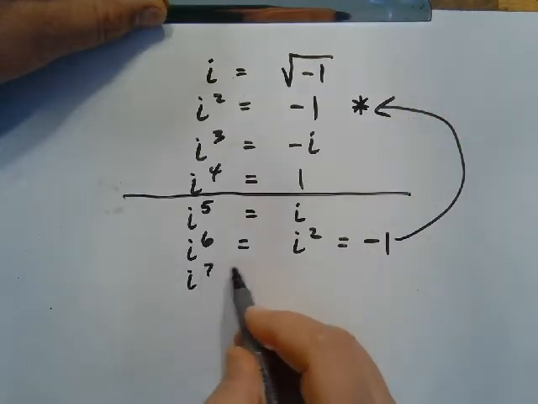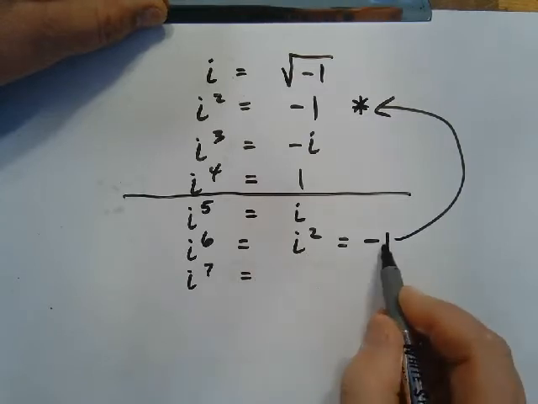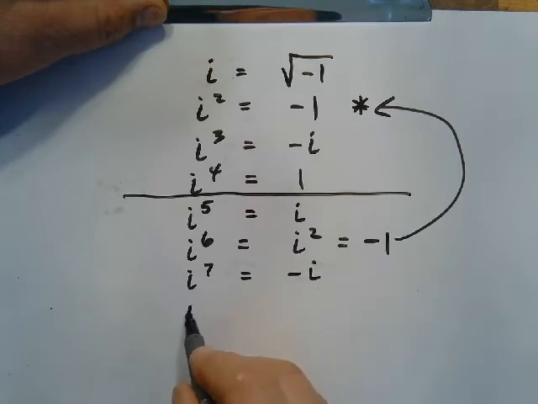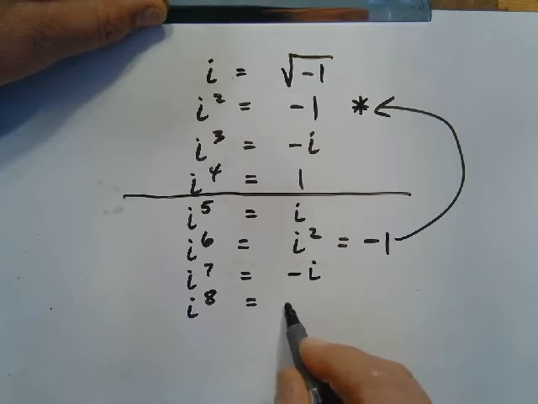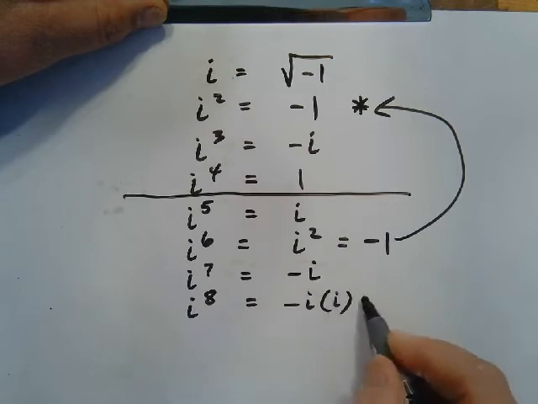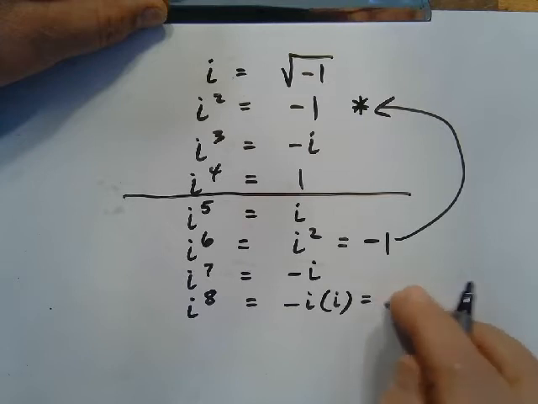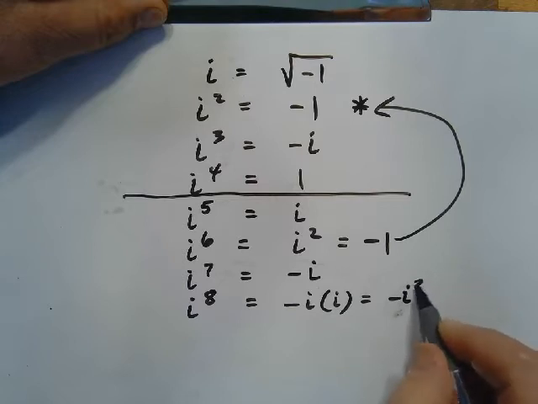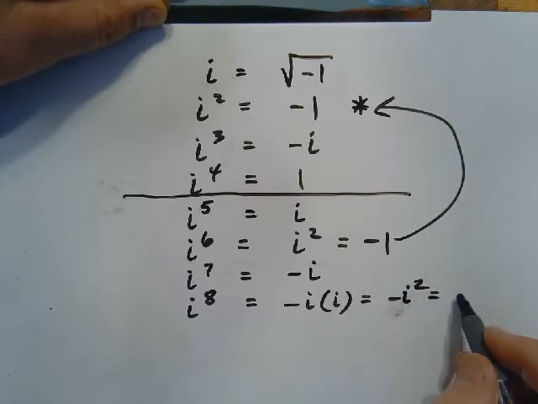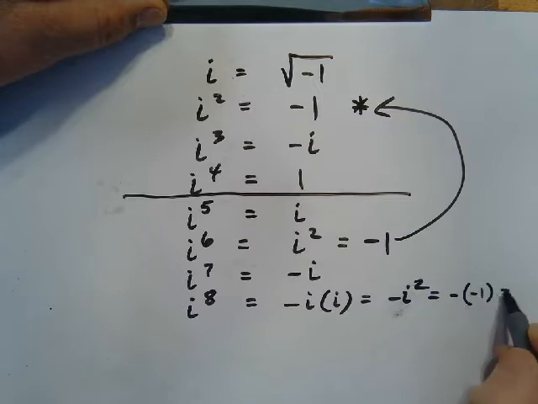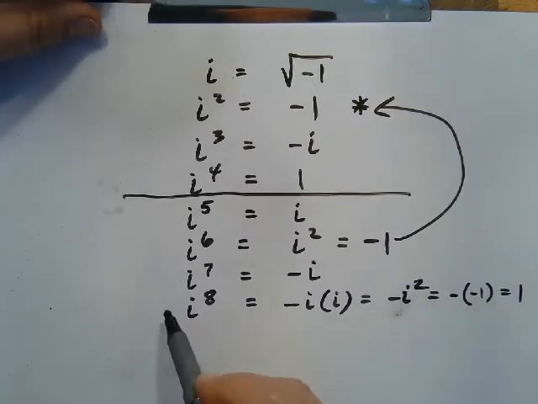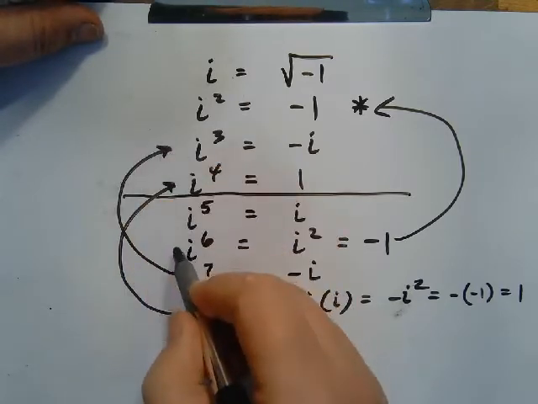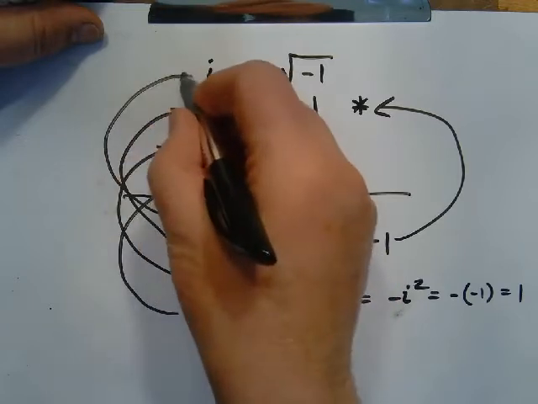But if we multiply both sides by i again, I would get -1 times i, or -i. And what if I multiply both sides by i again? i to the 8th equals -i times i, or -i squared. Well, what's negative i squared? Well, it's negative -1, or 1. Now, what you'll notice here is that this and this are the same, these two are the same, and these two are the same.